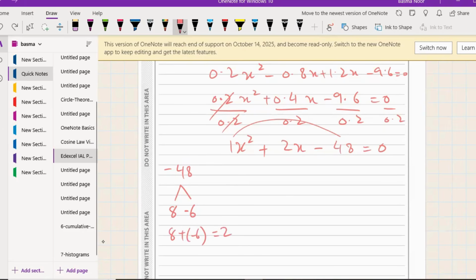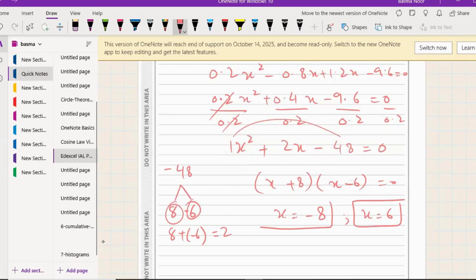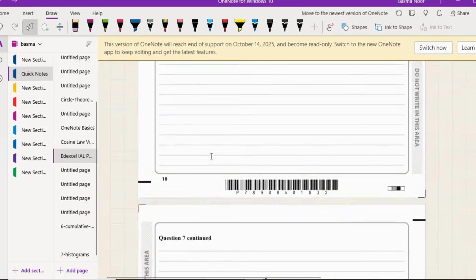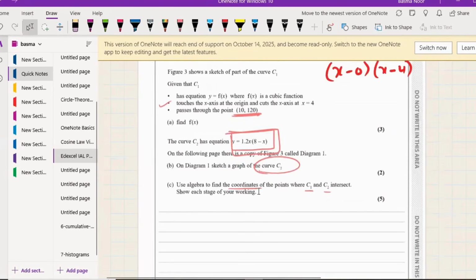So after getting the factors, how do I write it? This x square, I'll expand it with two brackets, and then I'll just put those two factors here, which is plus 8 and minus 6. Simplifying it, you will get x is equals to minus 8 and x is equals to plus 6. So these are the two x values. Let's see if they are looking for the points. Use algebra to find the coordinates of the point where C1 and C2 intersect. Yes, we need the whole coordinates.